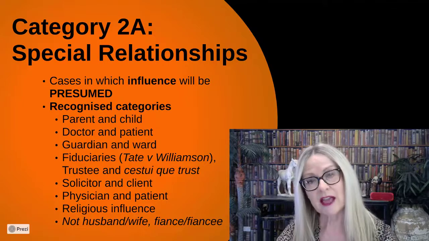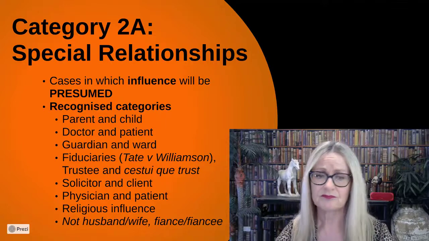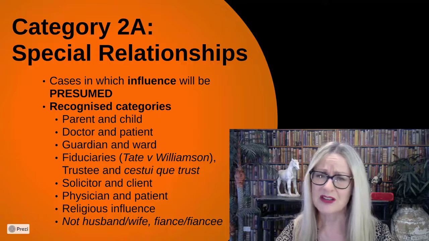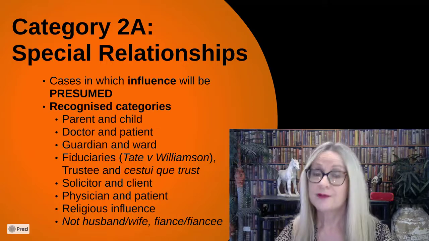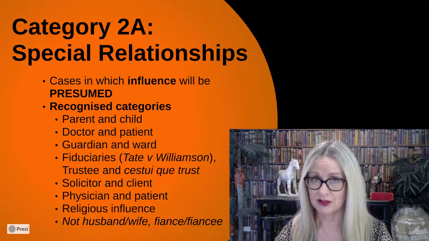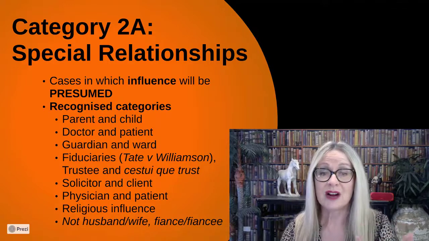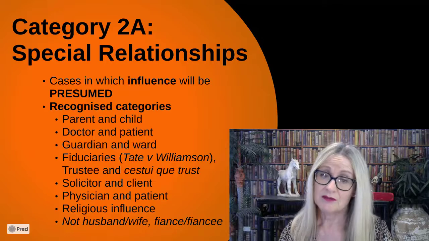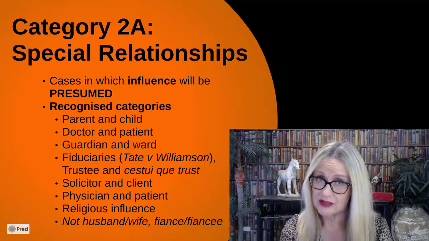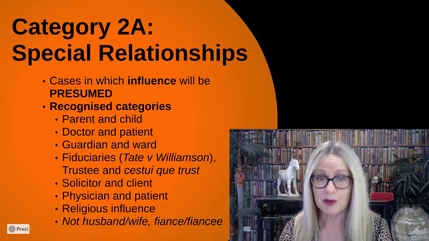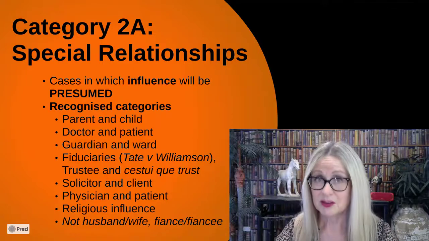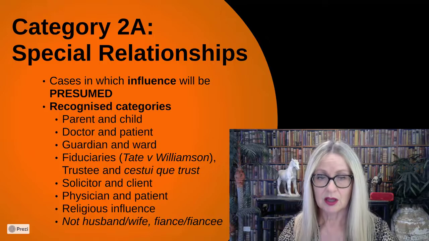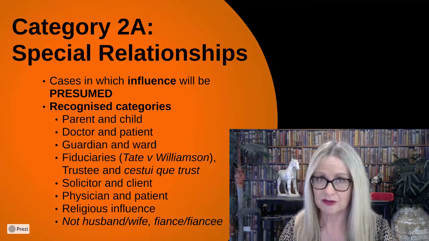So the recognised categories here, none of this is real rocket science, and these categories aren't closed, but they certainly are very well defined. So you have parent and child, doctor and patient, guardian and ward, fiduciaries. So anyone that equity would see is in a position of trust and confidence, like a trustee, the person that's looking after the legal affairs, or a Sadiq trust, the person that's the beneficiary of a trust. They are in a fiduciary relationship. There is a situation of stronger and weaker party, more advised, less advised, classic fiduciary kind of scenario there. That's going to be a recognised category.